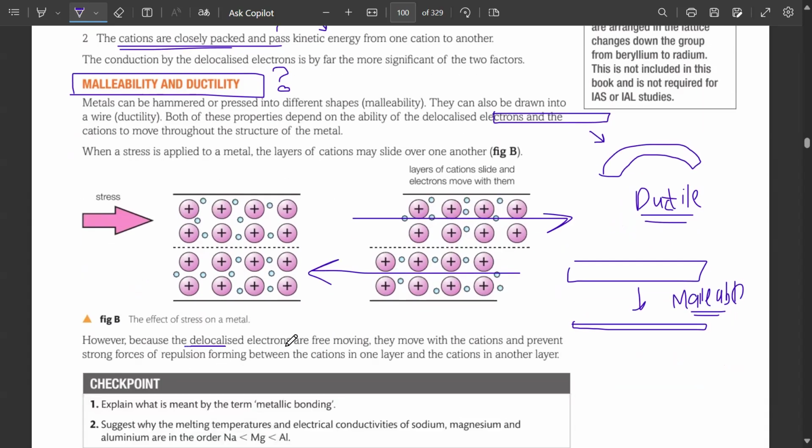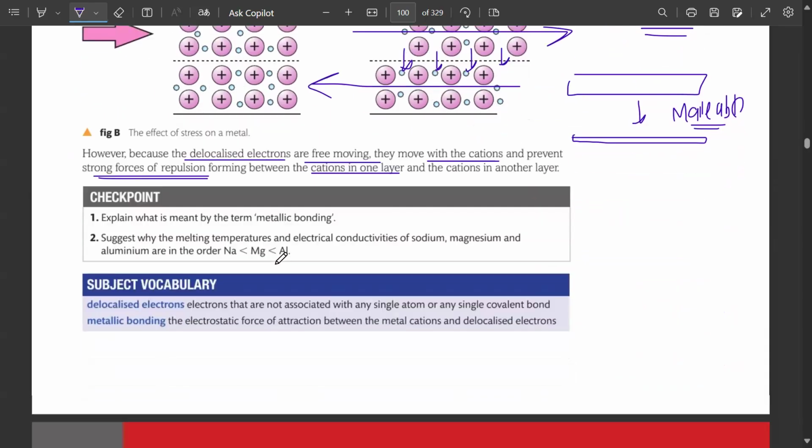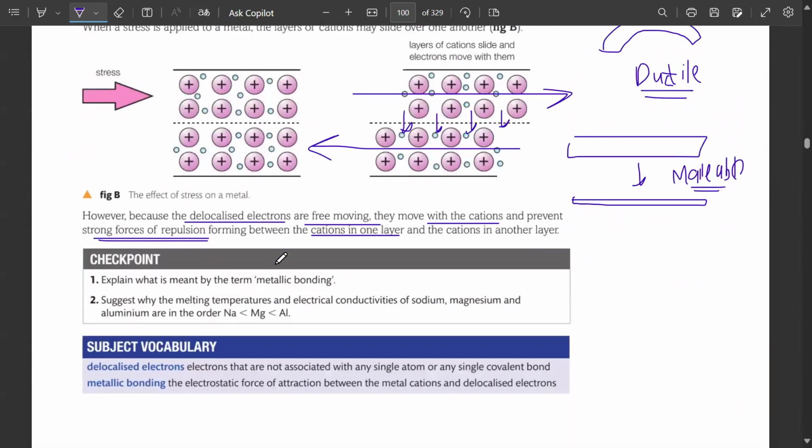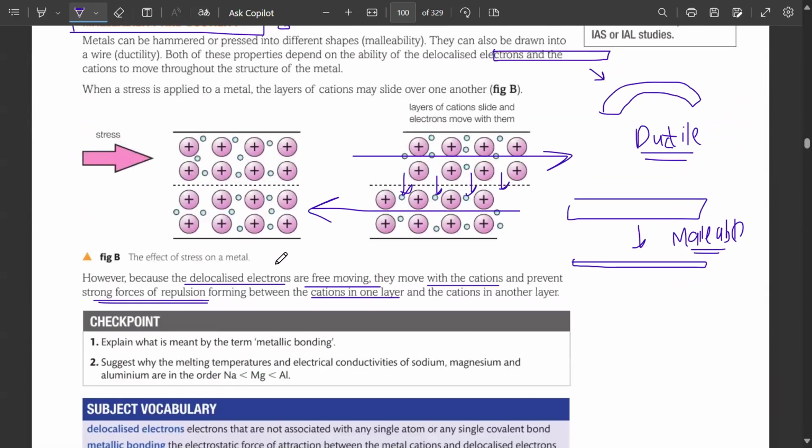However, because the delocalized electrons are free moving, they move between the cations and prevent the strong force of repulsion forming between the cations. What will happen is, when they slide over each other, positive comes in front of positive, so now they can be broken down, bent or compressed very easily. Clear? Good. And that is the end of your topic number 3D as well.